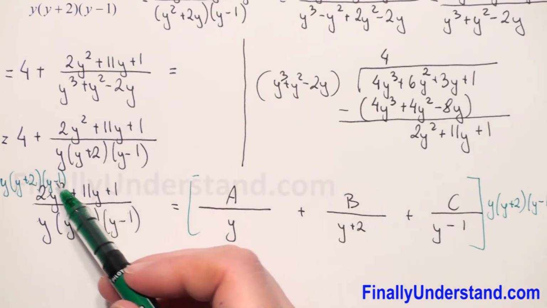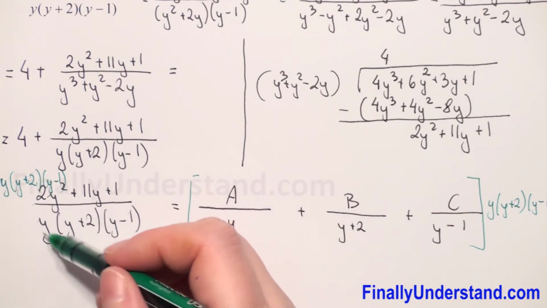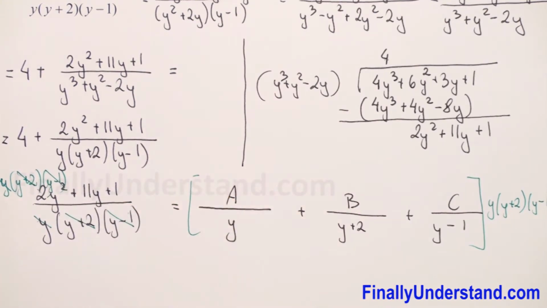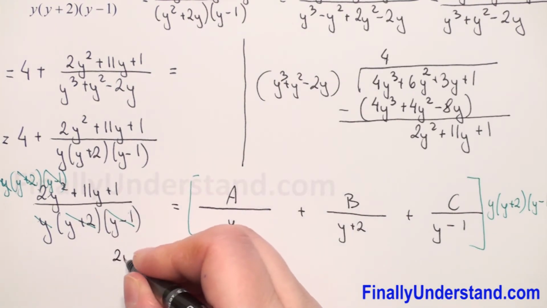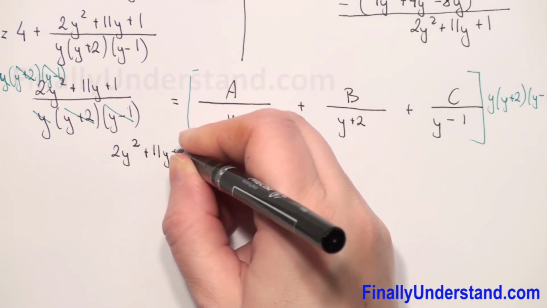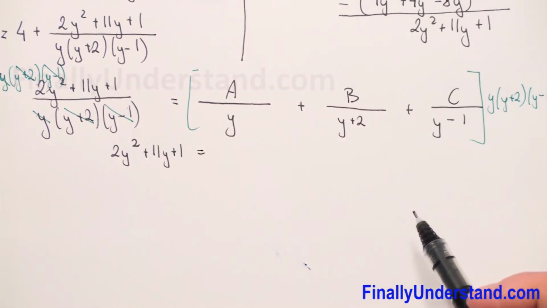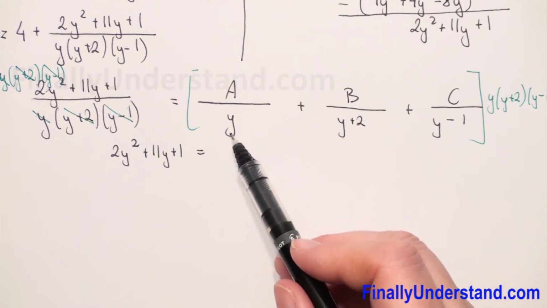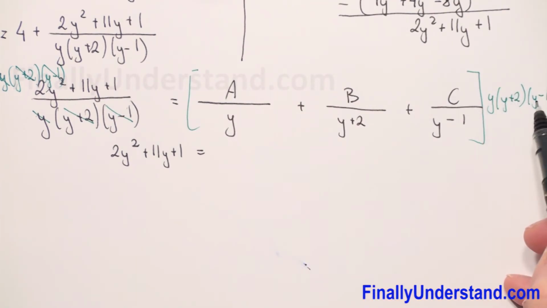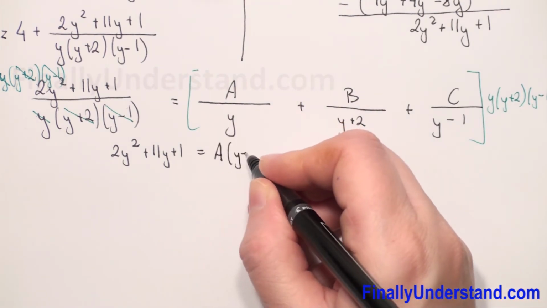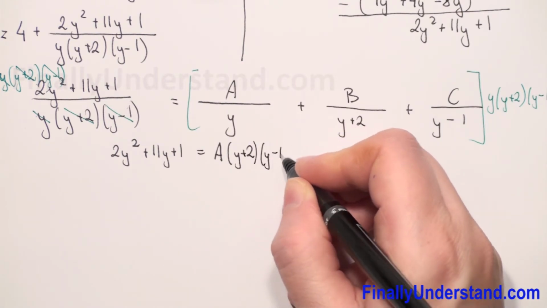And we see that when we multiply the left side, our denominators will cancel out, so we will have only 2y squared plus 11y plus 1. This is equal, and now every fraction in brackets we need to multiply by this whole expression. When we multiply the first fraction, in the denominator we have y, by this whole expression, y and y we can reduce. So we will have only A times y plus 2 times y minus 1.